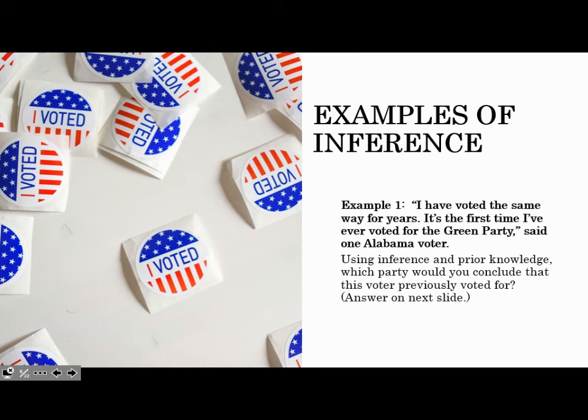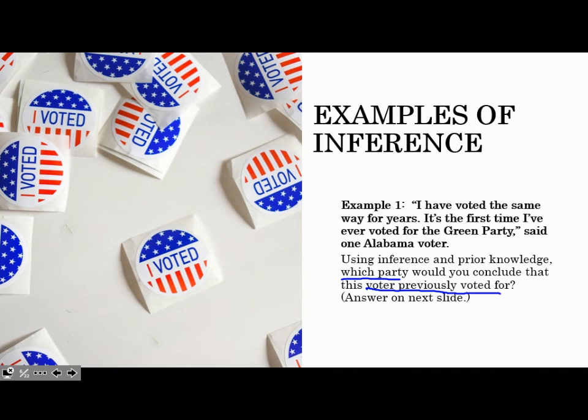I have voted the same way for years. It's the first time I've ever voted for the Green Party, said one Alabama voter. My question is, using inference and prior knowledge, which party would you conclude that this voter previously voted for? So this is kind of my question. Who did they vote for? Which party did the voter previously vote for?